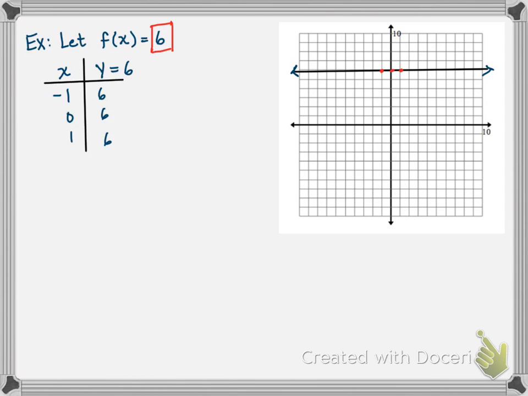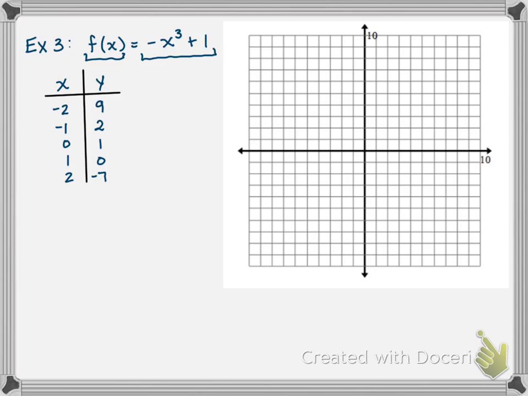What's the net change between any 2 points on the constant function? It's 0, right? Remember, net change is the difference in the height of 2 points. So if all these points are on a horizontal line, no matter which 2 points I pick, the net change in the function is always going to be 0 because my height's not changing at all, ever.